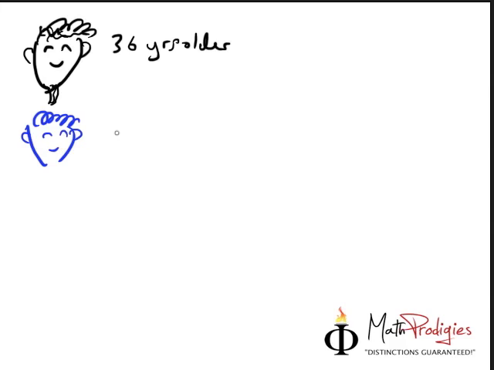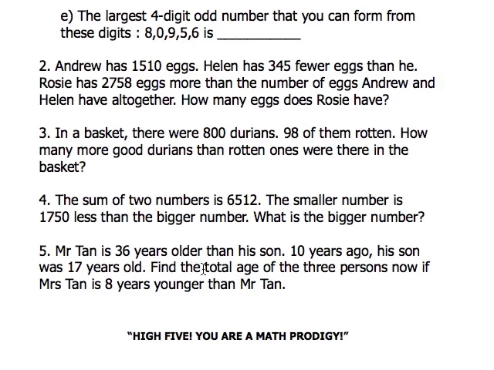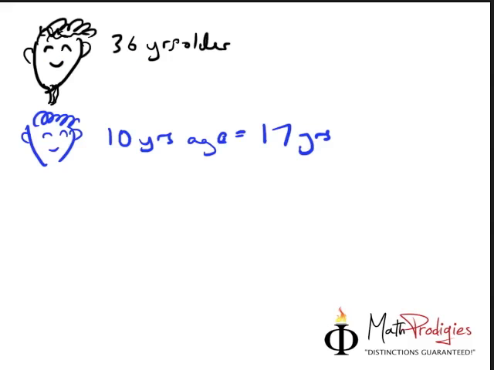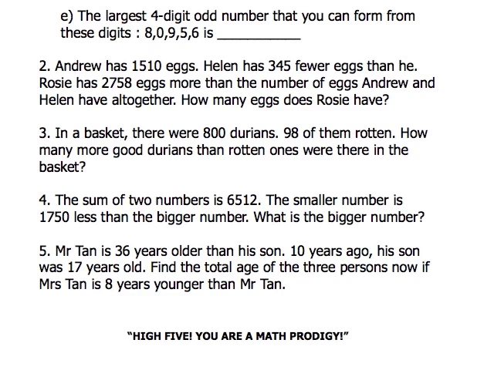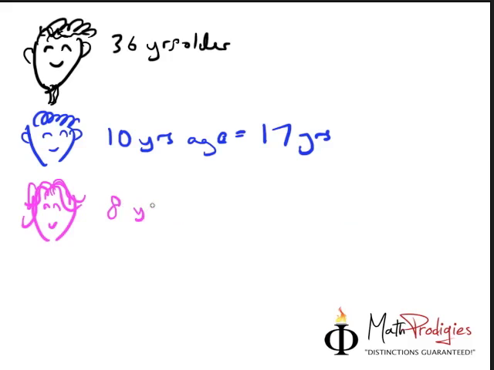Used to be 10 years ago. 10 years ago, he was 17 years old. And then it says find the total age of the three people now if Mrs. Tan is 8 years younger than Mr. Tan. So Mrs. Tan, then we have Mrs. Tan over here. All have the same hairstyle and the same head shape. So she is how many years old? She is 8 years younger than Mr. Tan. So how do we do this question?